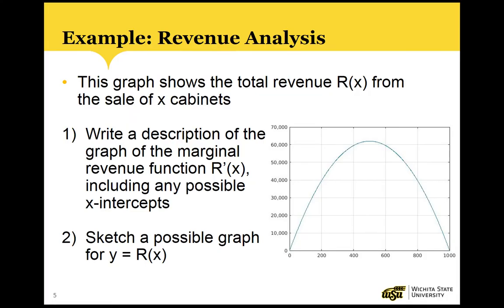For our second example, we're going to look at revenue analysis. And this time we're going to have a graph of the total revenue, r of x, and we're going to speculate what the derivative of this function looks like. Our total revenue r of x from the sale of x cabinets is given by the pictured graph, and what we would like to do is write a description of the marginal revenue function, r prime, including any possible x-intercepts of that graph. And then we would like to sketch a possibility for the graph of y equals r of x.